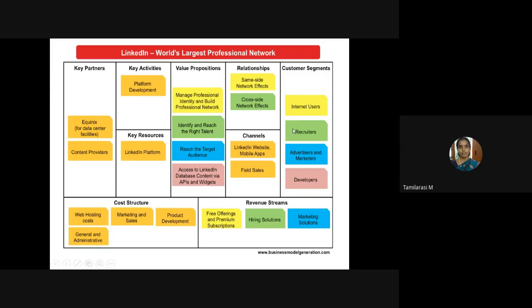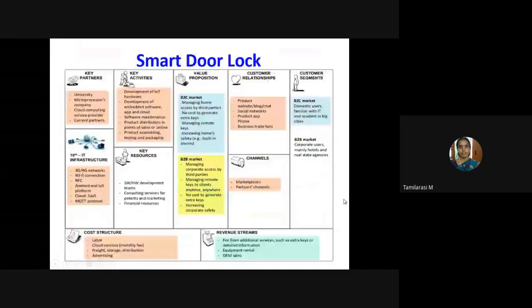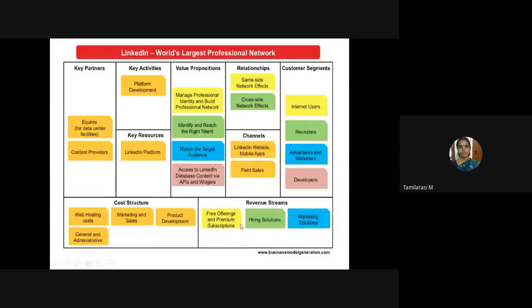Then customer segments: who are all the customers going to use LinkedIn? Internet users, recruiters, advertisers, obviously those who want to advertise are also using it, developers, sorry. Then revenue streams: they offer some subscriptions and hiring solutions, hiring for further feature development, and marketing solutions. Cost structure: which are all the things that incur cost for your budget for the project.